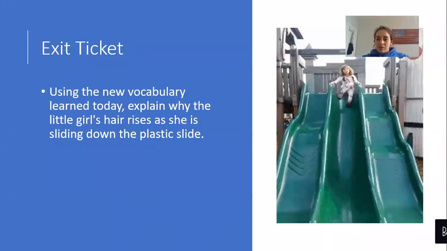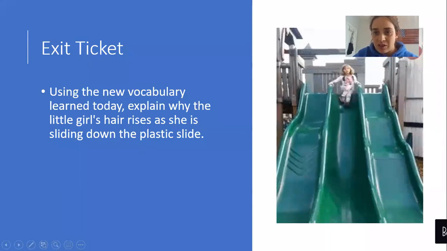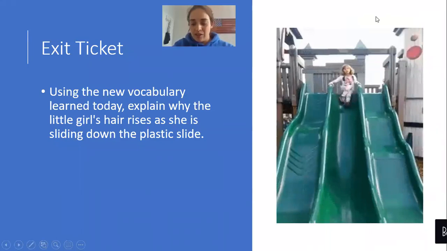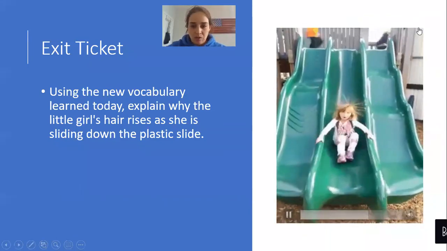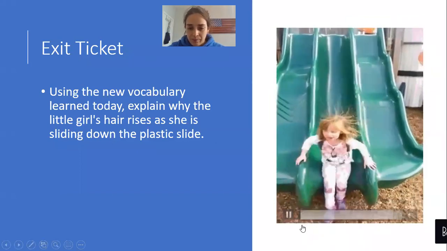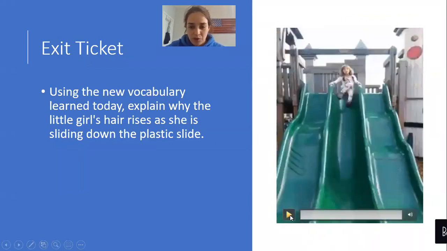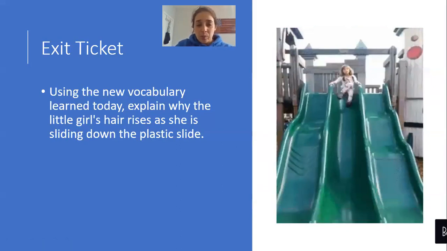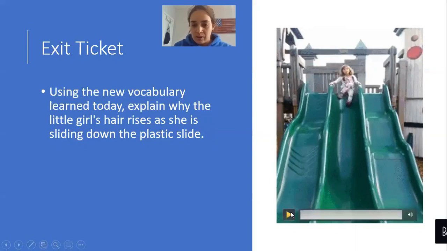Okay, as for your exit ticket, I want you to watch this GIF that's here. So you can see here what's happening to the girl. She goes down the slide. I'm just going to watch that one a few more times. And using the new vocabulary that you've learned today, explain why the little girl's hair rises as she's sliding down.